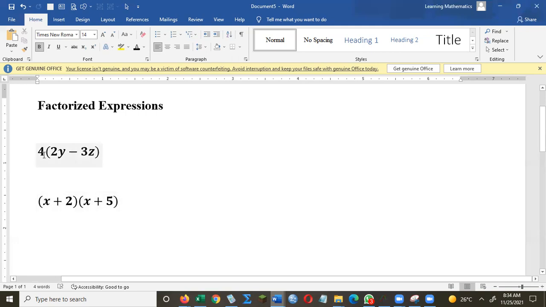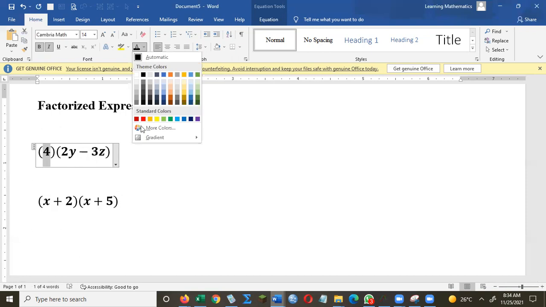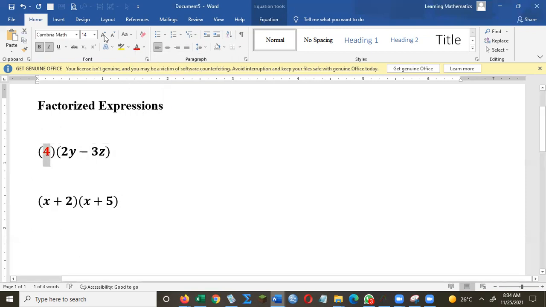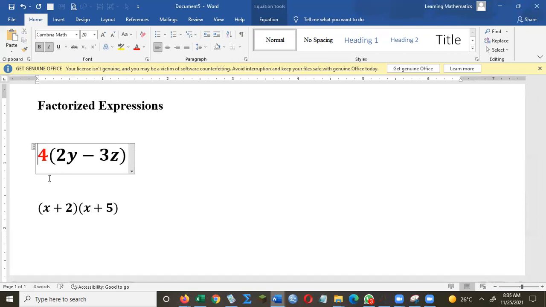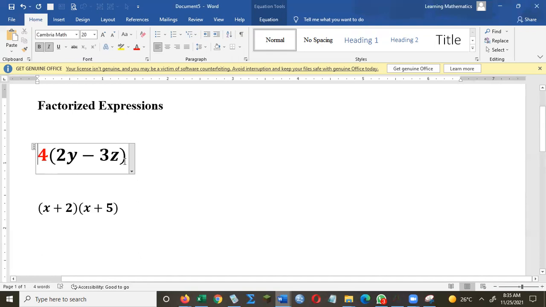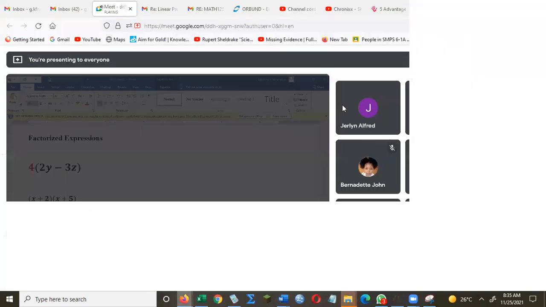The 4, you see that 4 there? The 4 is the factor. The 4 is the factor that is in front of the bracket. The 4, pay attention to the 4. That 4 there is the factor. It's looking simple, right? 4 is a simple number, 4.